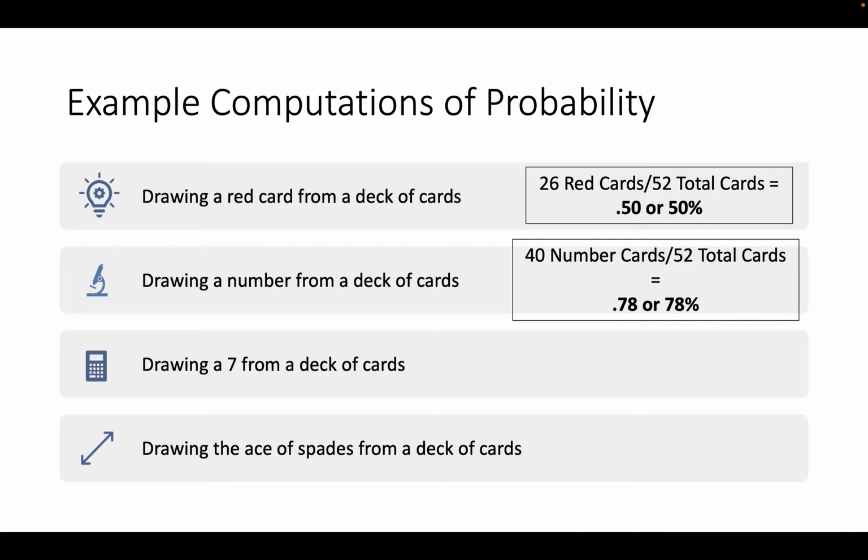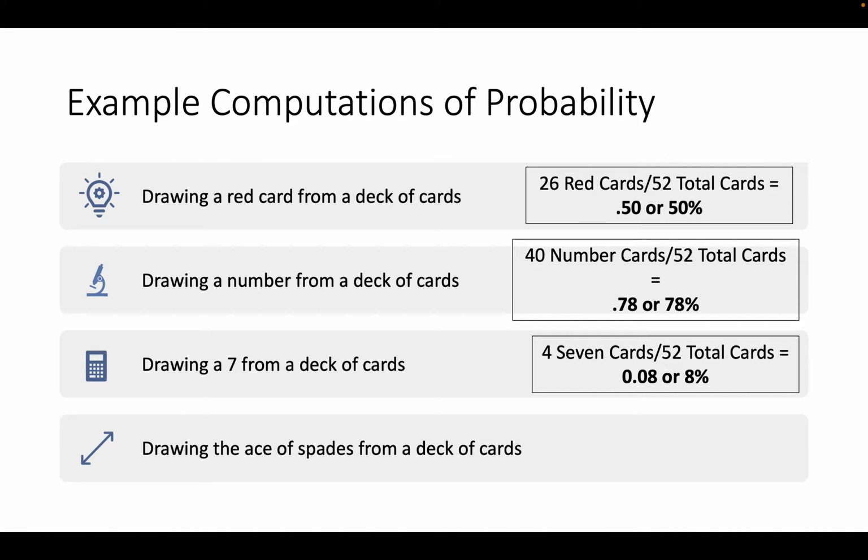Now in the next example, you're going to be taking the total number cards. So this is your standard numbers in a deck of cards, not including ace, jack, king, or queen. That's 40 number cards divided by 52 total cards, and that gives you a value of 0.78, or 78% chance that you'll draw a number card from a deck of cards.